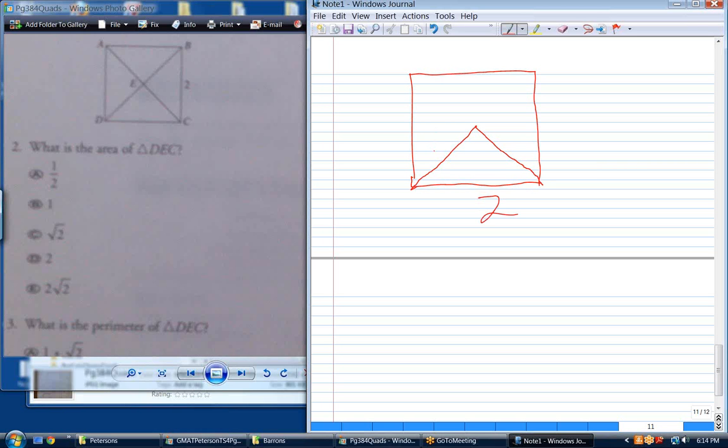So what's this measurement right here? Half? In order to get this measurement for x, we still have to drop that altitude. Yeah, which is 1. What is this side over here? 1. So 1, 1, what is x?